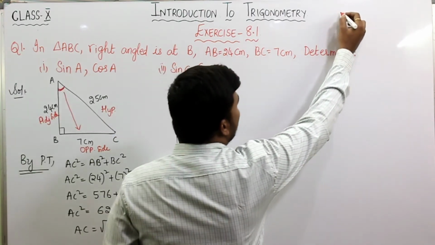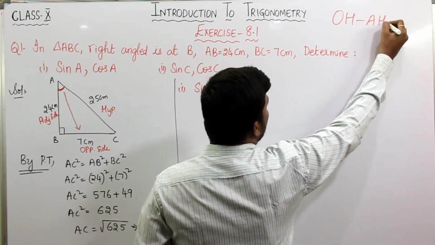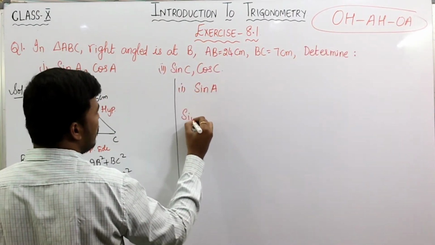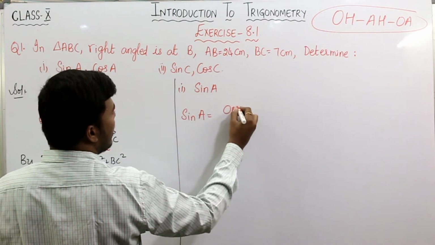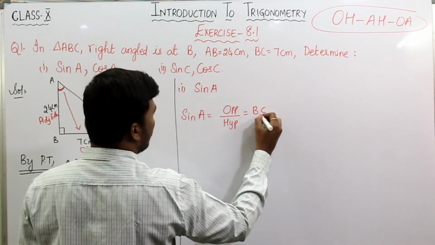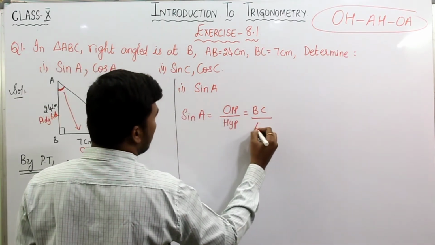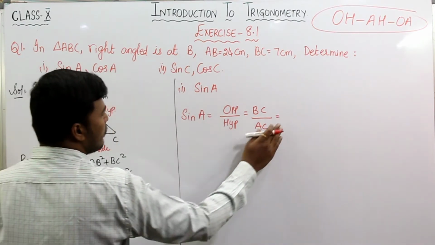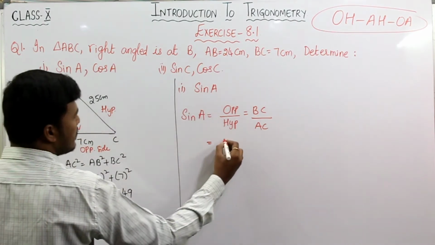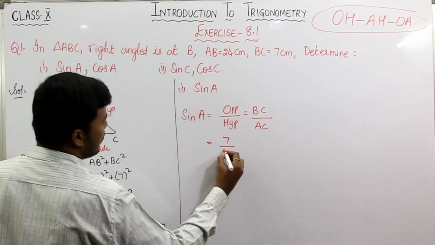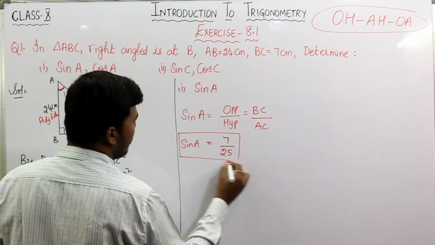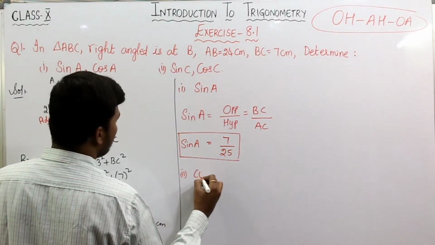What is the trick we have to remember? Old Harry: sin stands for opposite side by hypotenuse. What is the opposite side here? BC, and hypotenuse is AC, which you can write as BC by AC, that is 7 centimeters by 25 centimeters. So sin A value is 7 by 25.